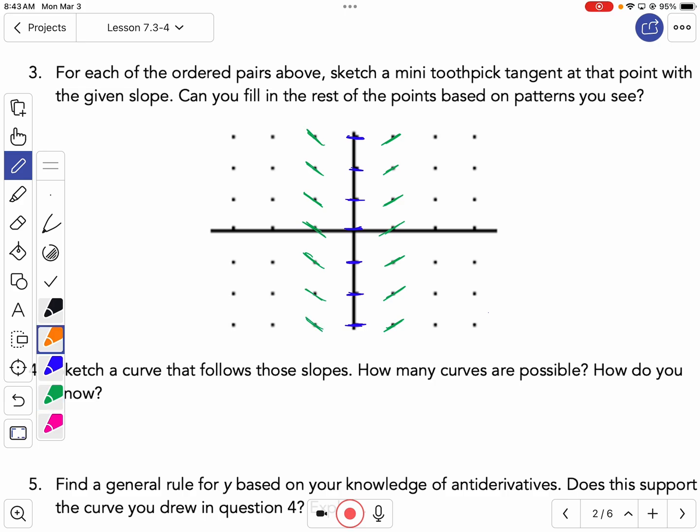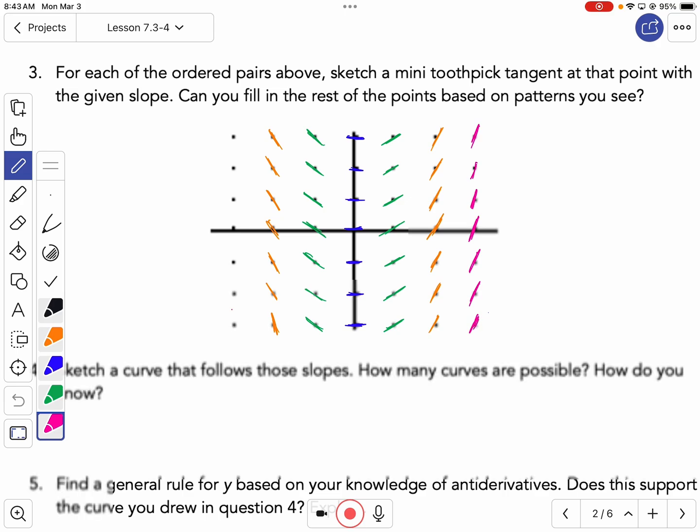Okay, and then what about where x is 2? 4, so it'll be a little bit steeper. And then where it's -2, it'd be -4. Okay, again, we're not going to get it perfect, but we could try. And then what about where x is 3? It'd be 6. It'd be even steeper still. And on the other side, -6.